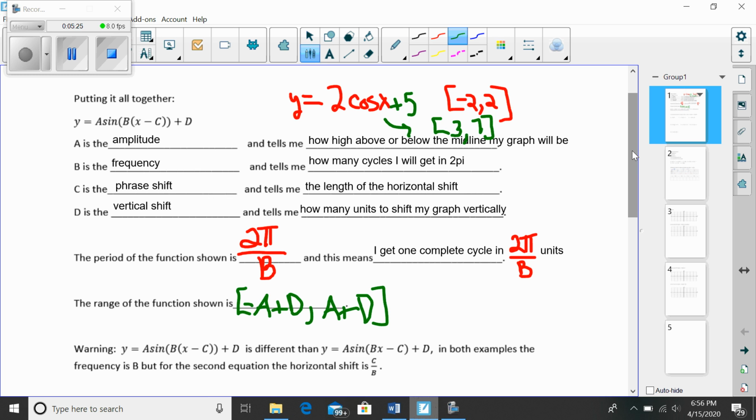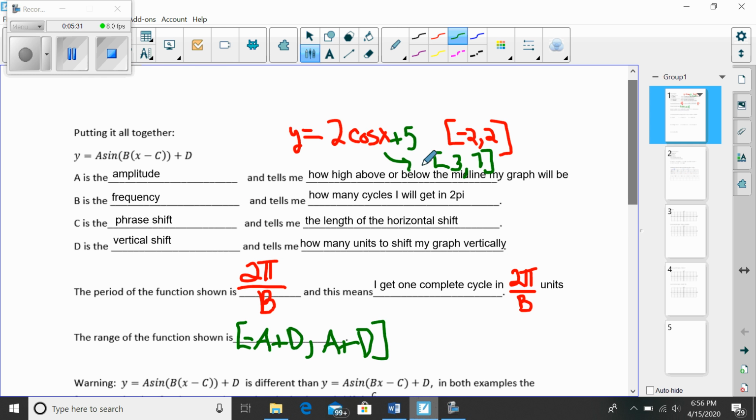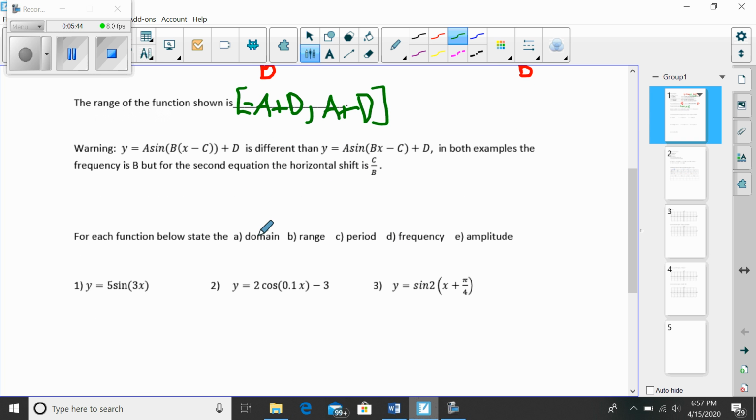And you're going to notice that I ask you down below here what the domain is. It makes no difference, all this crazy stuff that I do to my sine and cosine. No matter what types of transformations I use, my domain never changes. For sine and for cosine, no matter what I do, my domain is all reals. I put that question on here to highlight that.